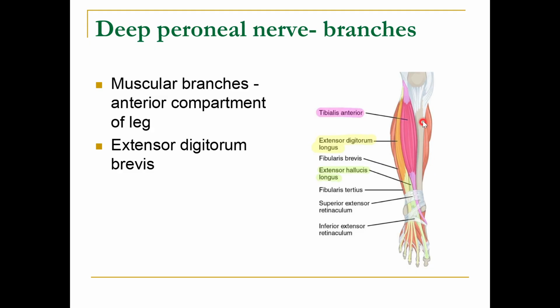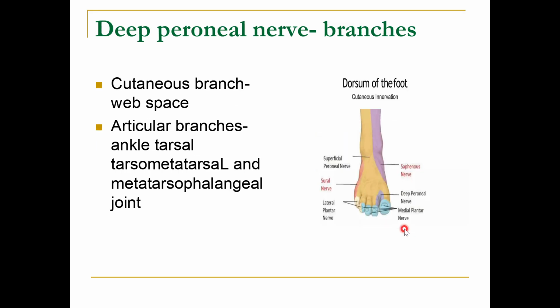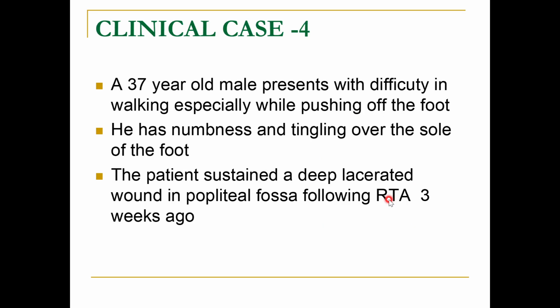Coming to the muscular branches, it supplies the muscles of the anterior compartment which includes tibialis anterior, extensor digitorum, extensor hallucis and peroneus tertius. It also supplies the extensor digitorum brevis. Coming to the cutaneous branch, the web space between the great toe and the second toe is supplied by the deep peroneal nerve. It also gives articular branches to the ankle, tarsal, tarso-metatarsal and metatarso-phalangeal joints.